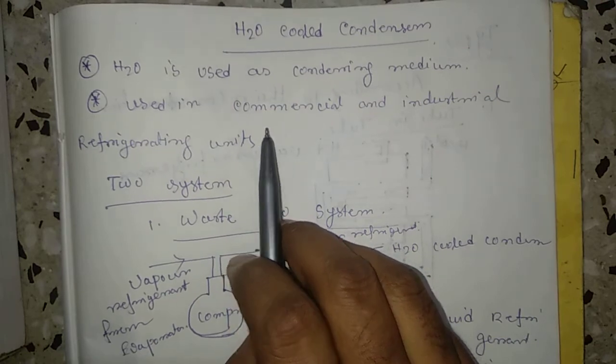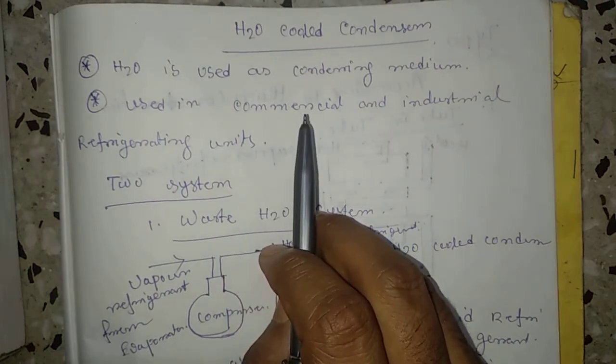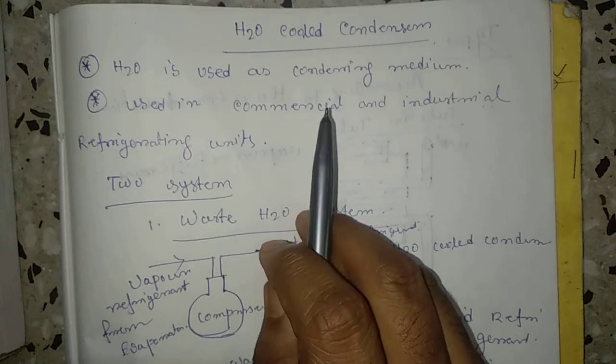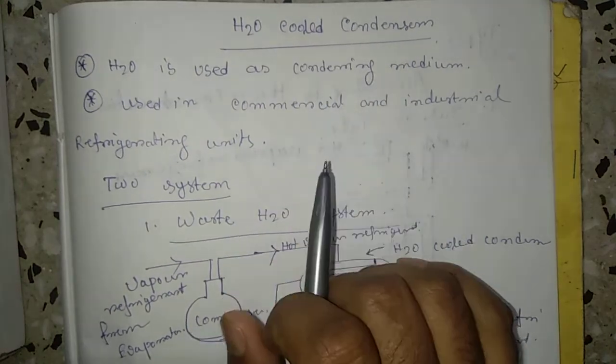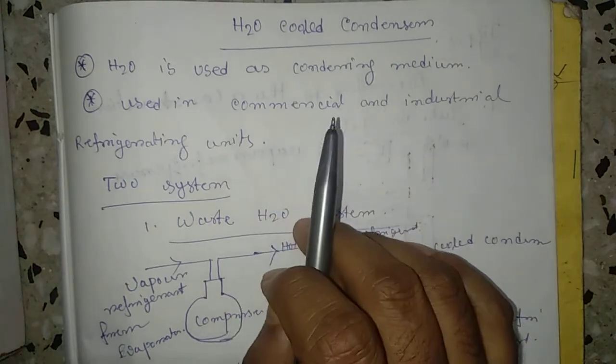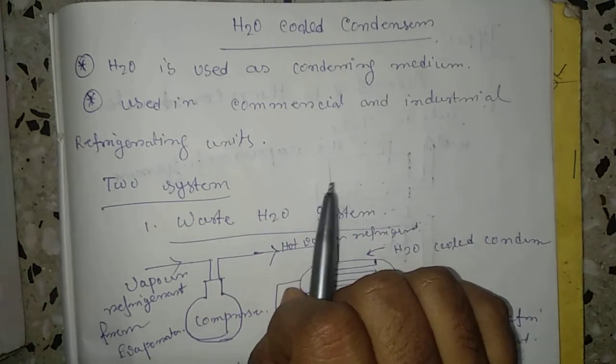There are natural convection and forced convection air-cooled condensers. And there is one disadvantage of the air-cooled condenser, which we already went through in the previous lecture video.